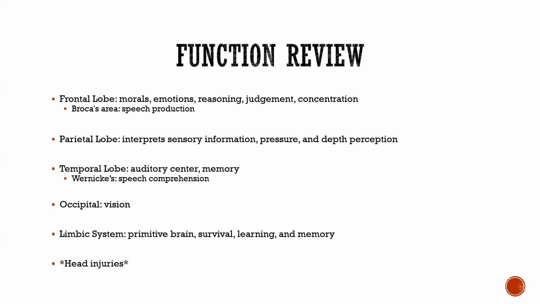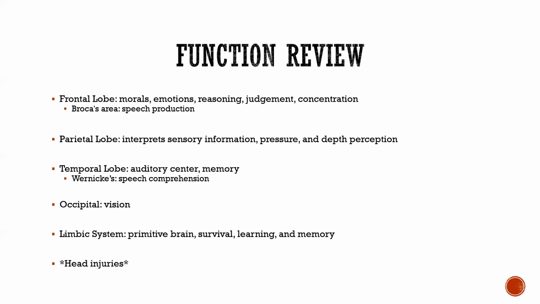The temporal lobe, probably the easiest because it's by the temple of your head. That's close to your ear, so it's an auditory center. It's also responsible for memory. This often is called, or you may see this in a nursing situation as damage to the Wernicke's area. Okay, Wernicke's is responsible for speech comprehension. So Broca means I have trouble speaking, but Wernicke's means I have trouble understanding what's being said to me. The occipital lobe is responsible for vision. And of course, we have the limbic system.